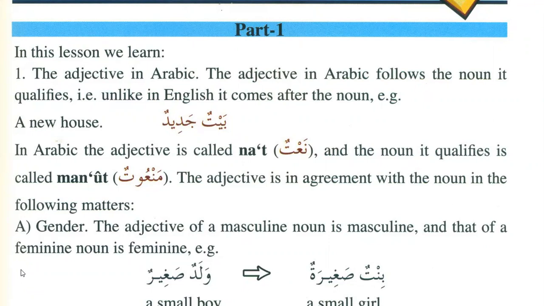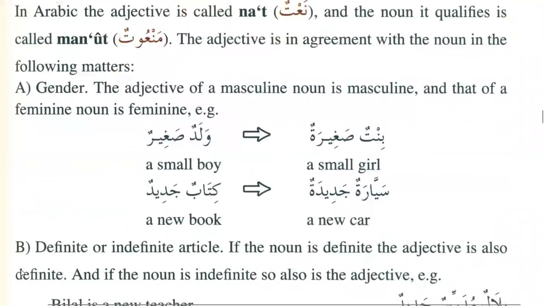Number one, the adjective in Arabic follows the noun it qualifies. Like in English, it comes after the noun. Example, a new house, baitun jadidun. In Arabic, the adjective is called Naat, and the noun it qualifies is called Manut.